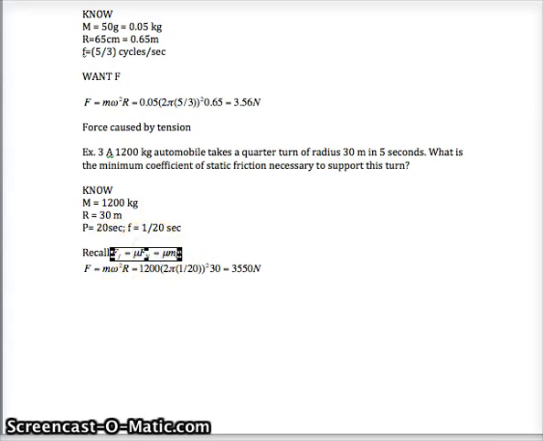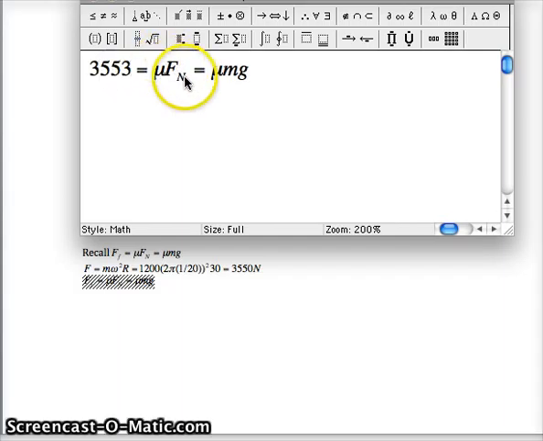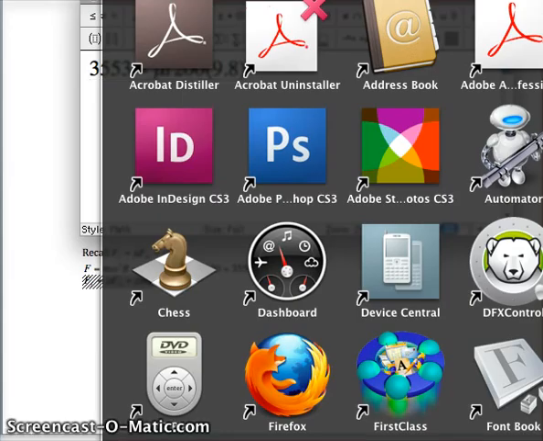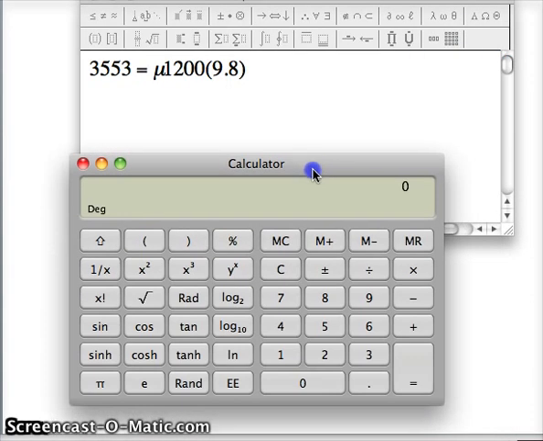So then we go back to this one, and the centripetal force we now know is 3553. And that's equal to mu mg. Mu is what we're trying to find, m is 1,200, g is 9.8. So we just use our calculator again, and that'll give us our value of mu.